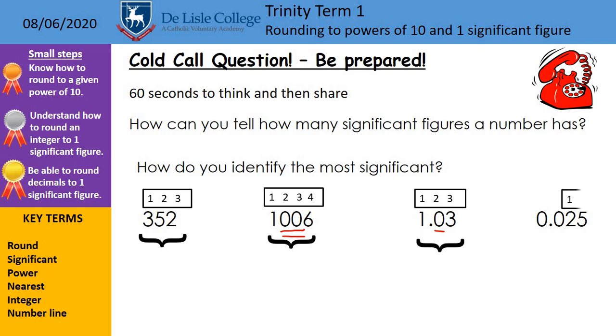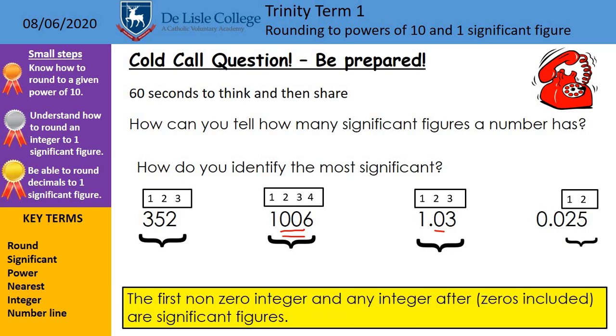And then here we've got 2 significant figures, because significant figures begin after zeros, okay? So the first non-zero integer, and in this case it's the 2, and any integer after, zeros included, are significant. So the zeros don't count as significant figures. The 2 is the first significant figure because it's the first number that's not a 0. But if there was a 0 between the 2 and the 5, that would become significant.